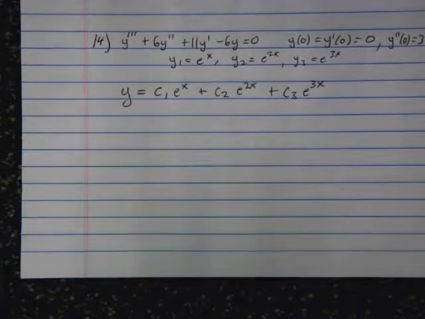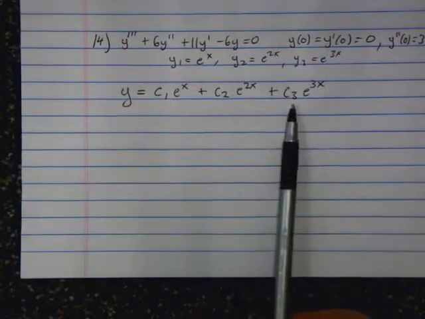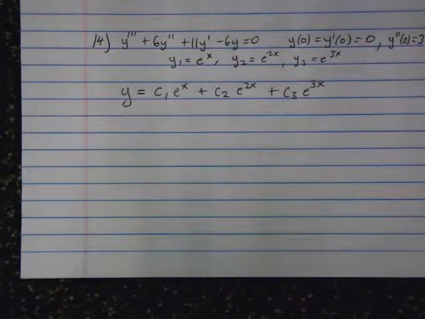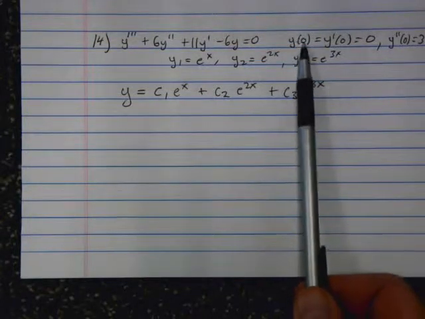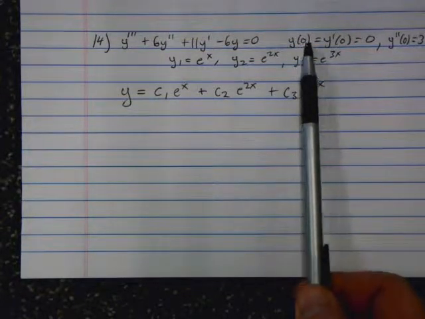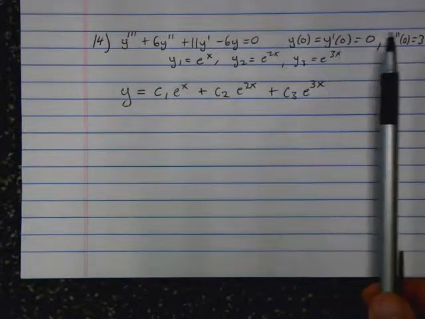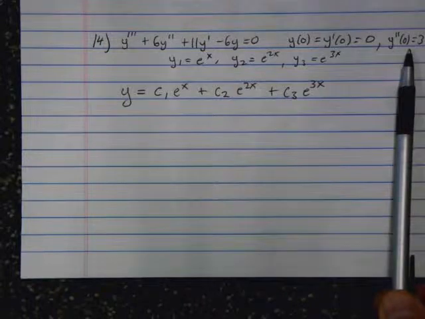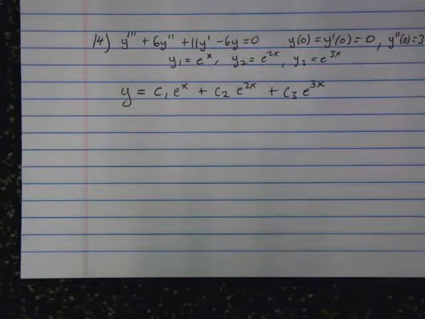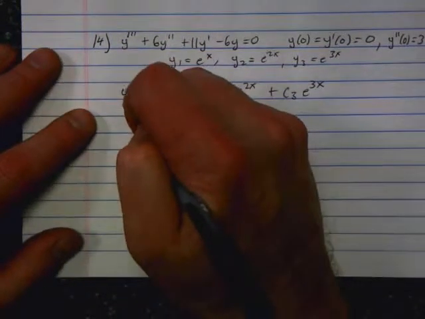Now what we need to do is find c1, c2, and c3 to match these 3 initial conditions. What does that mean I have to do? I don't have to do any Wronskians, but I do have to do some derivatives. I need to plug 0 into the original function, I need to plug 0 into the derivative, and I need to plug 0 into the second derivative. Alright, so I'll take my derivatives first and then I'll plug my numbers in.